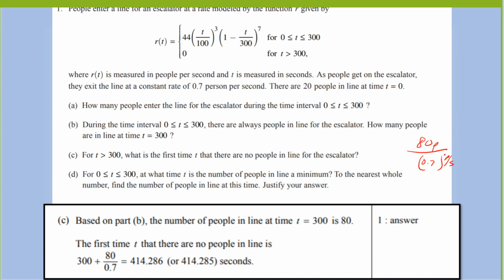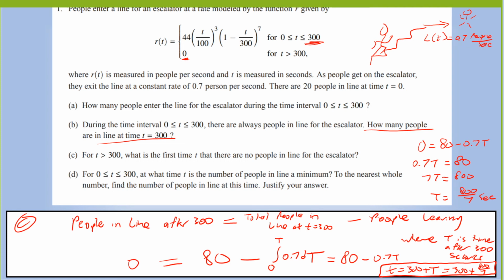when I divide by a fraction for this unit, I can flip and multiply. So this would be 80 people times 1 over 0.7. I'd flip that and multiply. So this is now seconds per people because we flipped it. My people will cancel and I'll be left with seconds. 300 plus 80 over 0.7 seconds is 414.286. Slightly different method, but gets the same result. Any questions on this one?